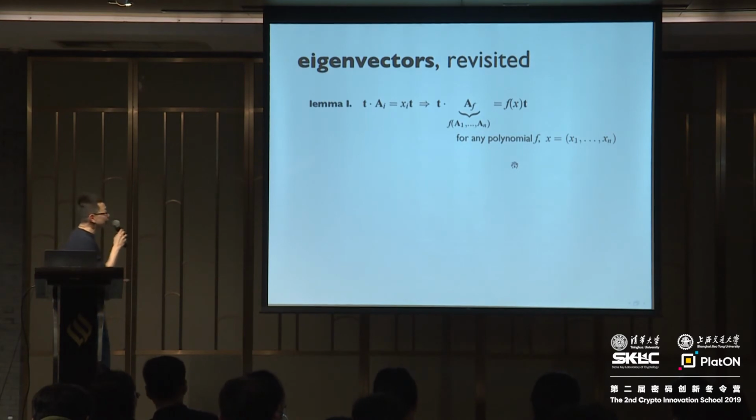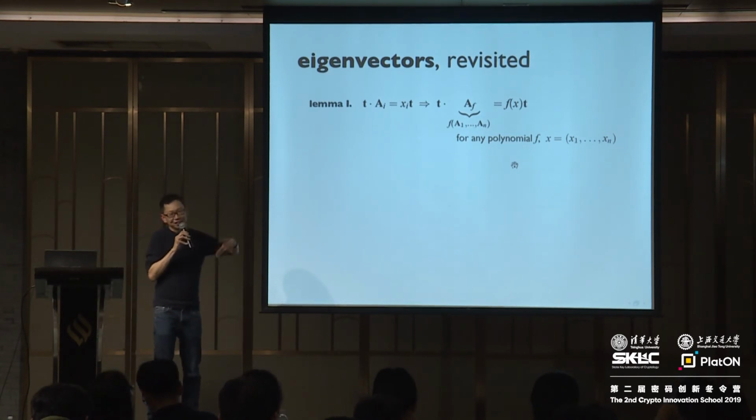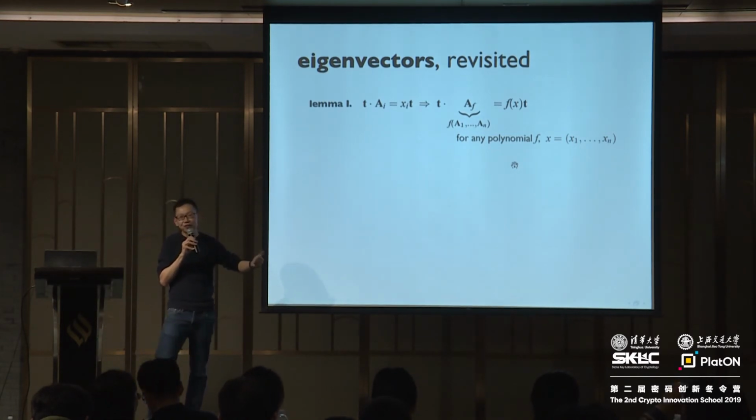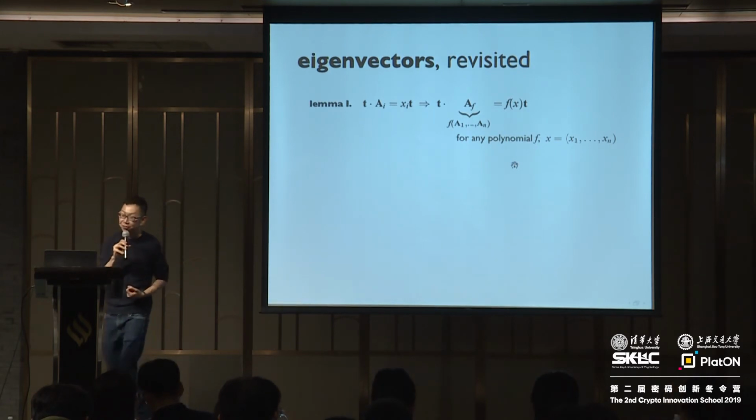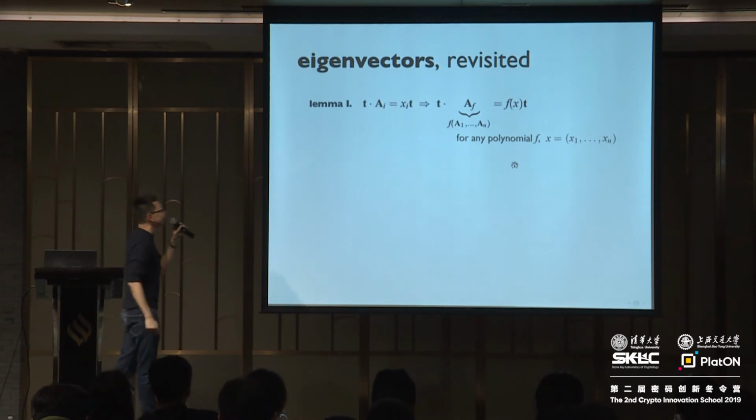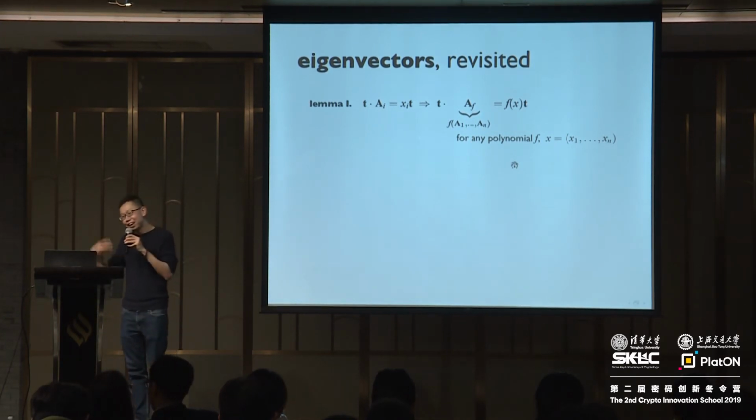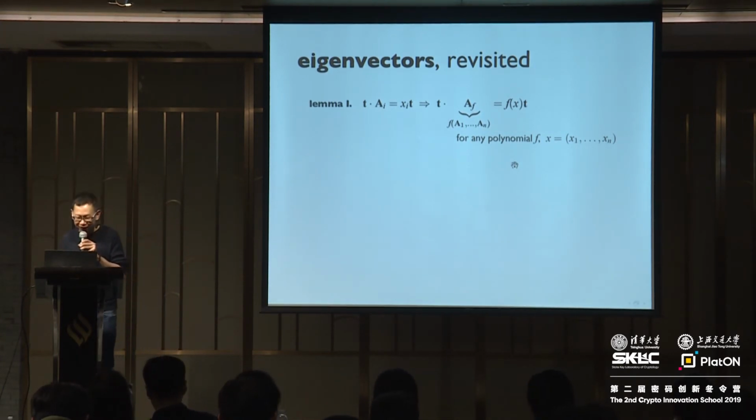This basically follows from the fact that when you add two matrices together, you add the eigenvalues, and when you multiply two matrices together, you multiply the eigenvalues. Okay? So this underlies our fully homomorphic encryption scheme, and then to make it secure, we add noise to it. So this is the magical equation that we started out with.